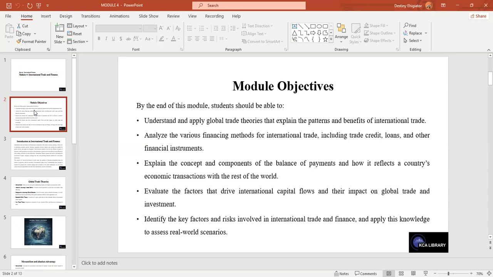Students should be able to identify the key factors and risks involved in international trade and finance and apply this knowledge to real world scenarios.